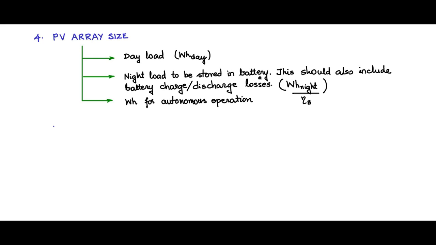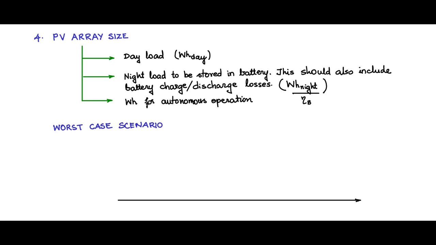So if there are contiguous days without significant sun power, and on those days the battery has to support the load, it has to supply energy to the load. So for supplying the energy to the load on the days of autonomy, that much amount of watt-hours has to be preloaded into the battery by the PV array. So taking these load constraints into account, let us work out the worst case situation.